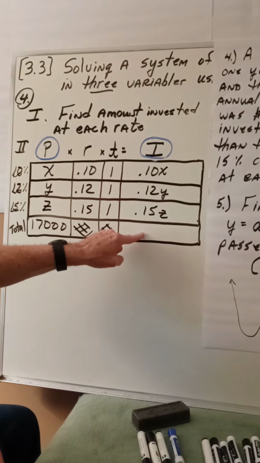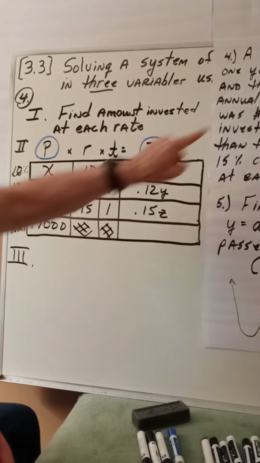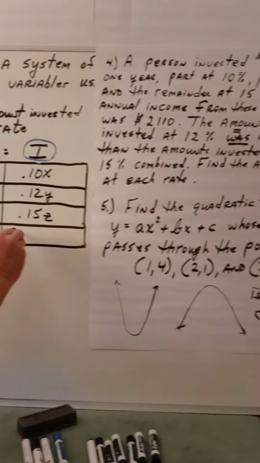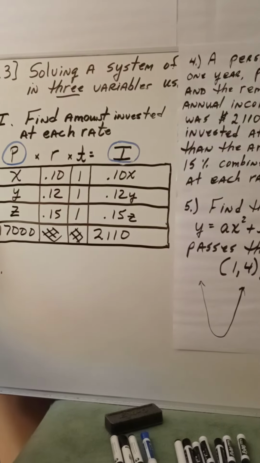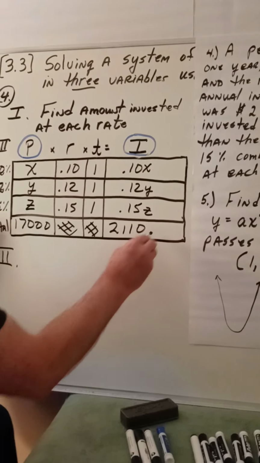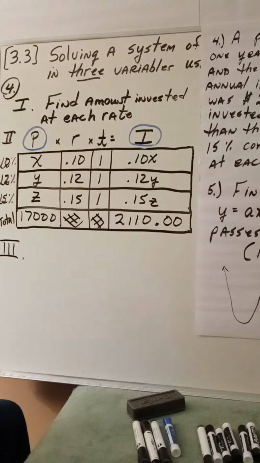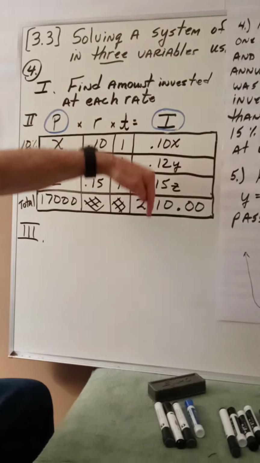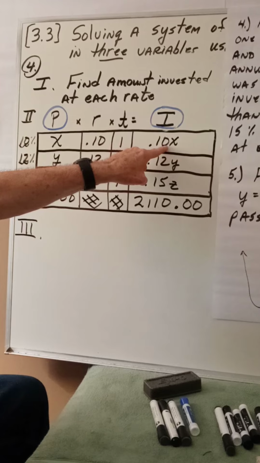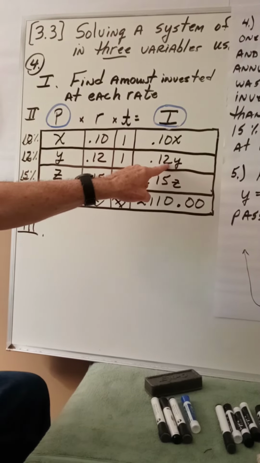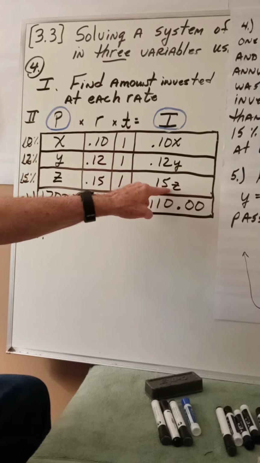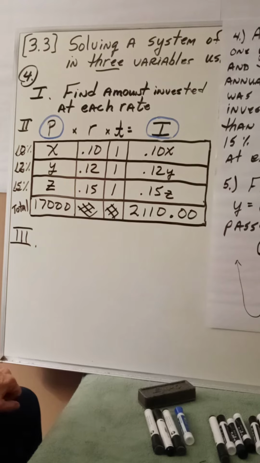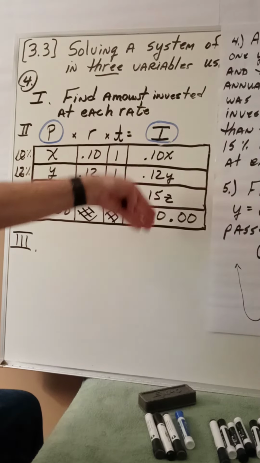And this represents the total amount of interest earned, 2,110. And we're going to write it like this. It's key. That's 2,110, but you need to show the point and the cents. That's important. That's going to be key. This is going to lead to our second equation. Income from 10 plus income from 12 plus income from 15 equals the total kit and caboodle, the total interest earned from all three of those investments. That's going to be the second equation.